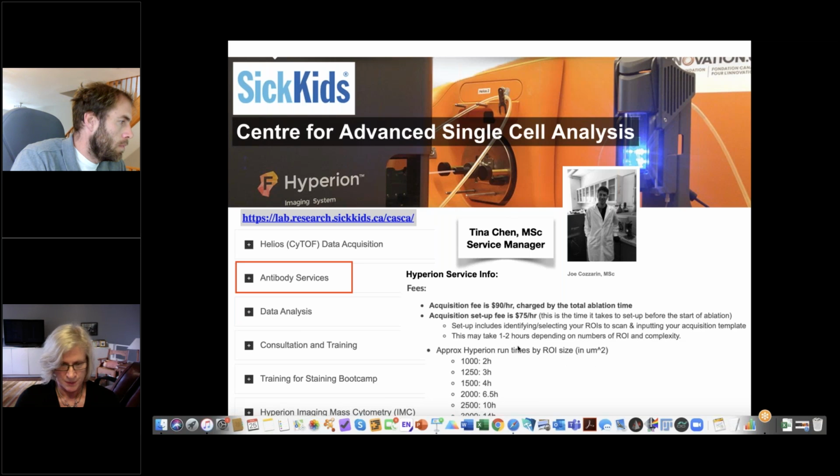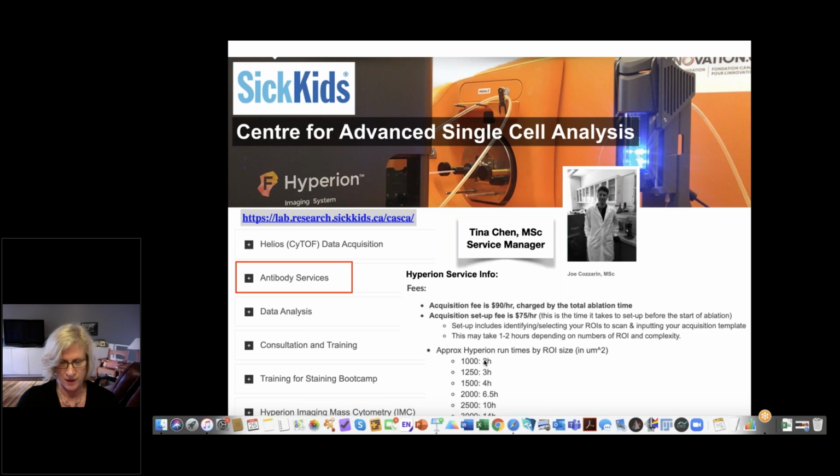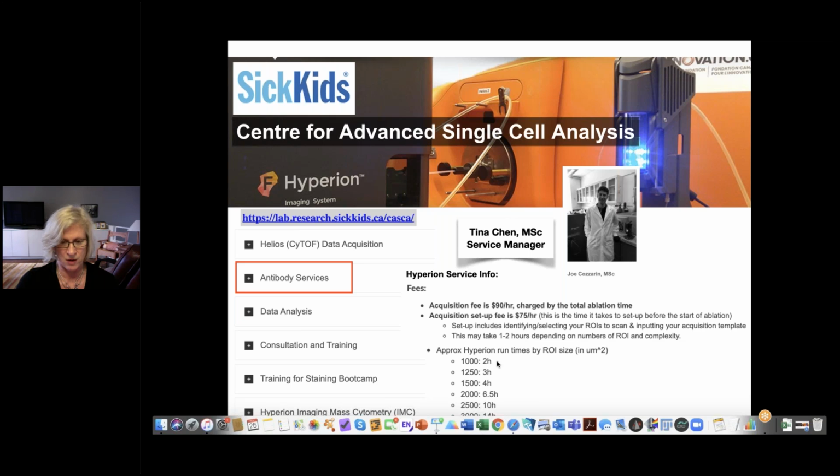I put the approximate running times up for different tissue sizes. So in microns, about 2 hours for a 1 millimeter squared or 1,000 micron area scan, and it goes up from there. And as Eric pointed out, we can set it up to acquire multiple ROIs from the same tissue section or from different sections on the same slide, and let it run for many hours at a time.